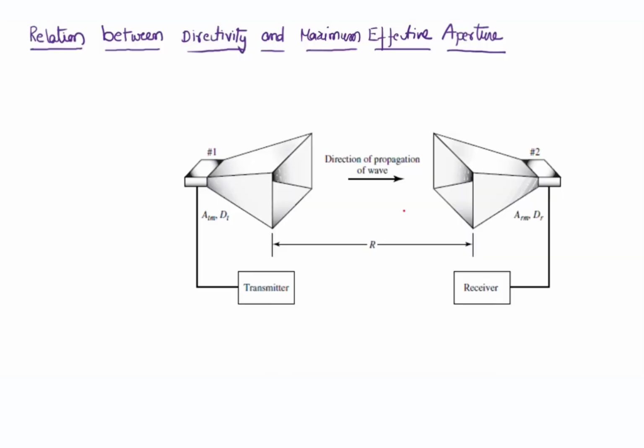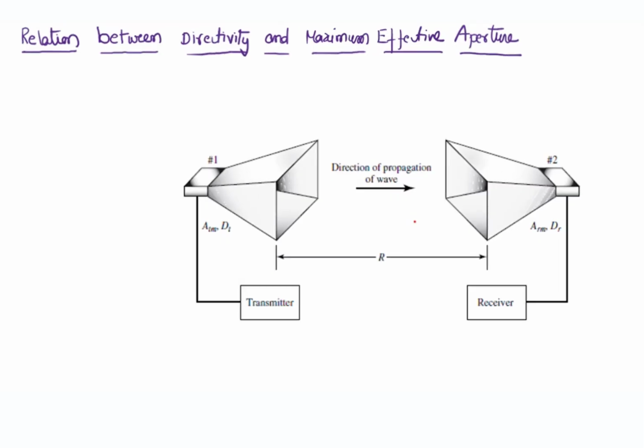Hello students, welcome to the concept relation between directivity and maximum effective aperture. In the last video I explained about maximum effective aperture. Maximum effective aperture is related to the power that the antenna can receive. If the effective aperture is more, the power received by the receiving antenna will be more. So now in this class I want to explain the relation between directivity and maximum effective aperture.